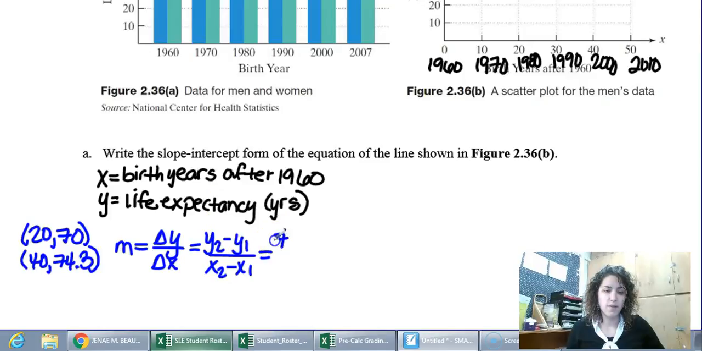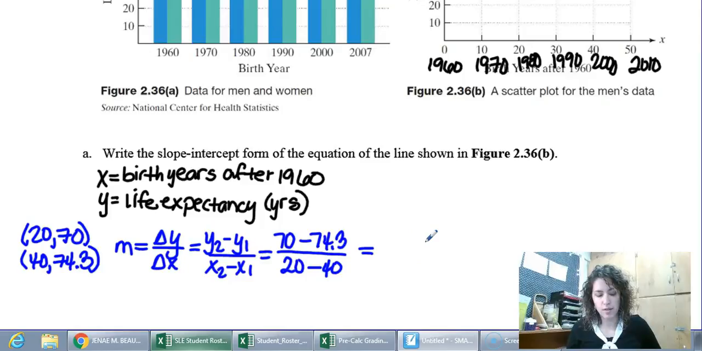So I'm doing 70 minus 74.3 divided by 20 minus 40. If I use my calculator, 70 minus 74.3 gets me negative 4.3, divided by 20 minus 40.